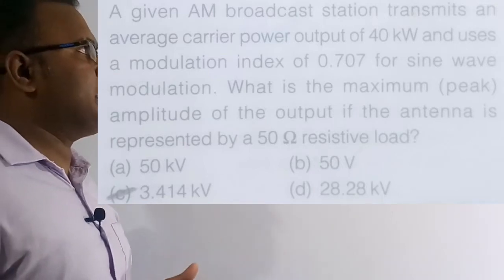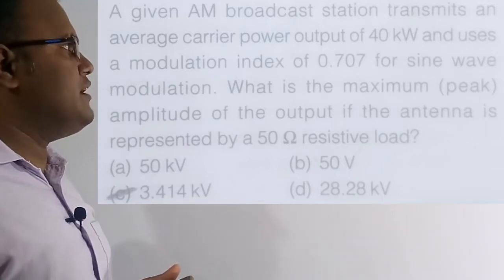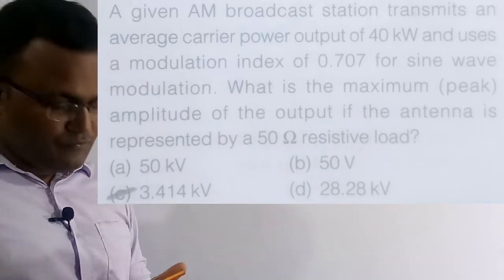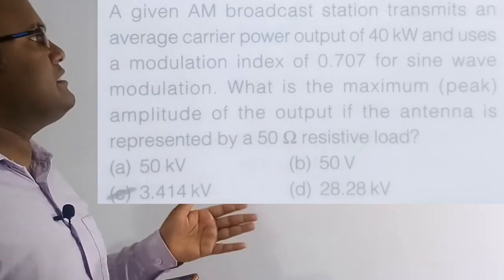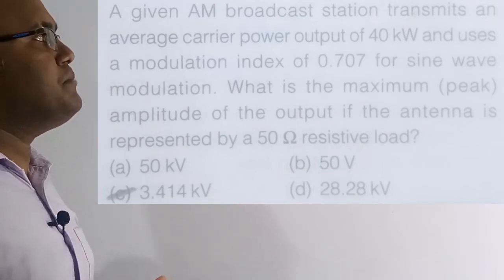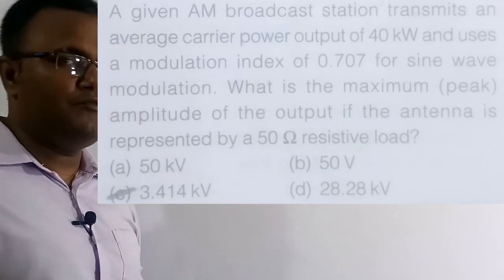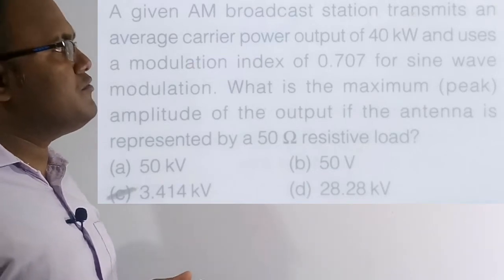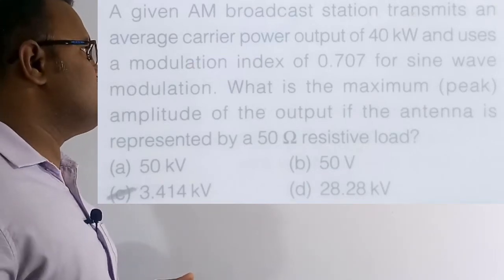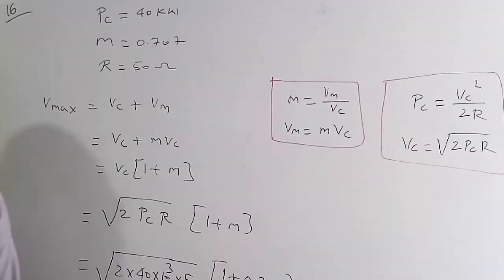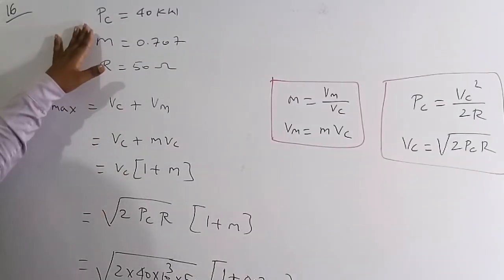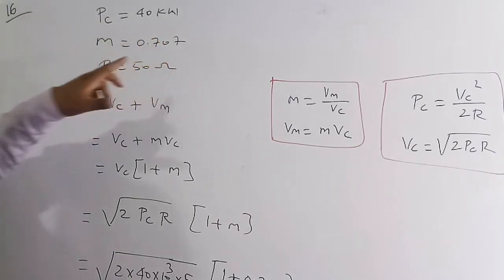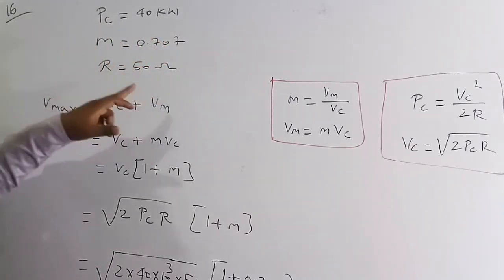They have given the carrier power, which is 40 kilowatt, the modulation index of 0.707, and the antenna resistance of 50 ohm. Now we need to figure out the maximum peak value of the output voltage. What are the four options? Option C, 3.414 kilovolt, is the correct solution of this question. So let's solve this numerical. In the question they have given the carrier power of 40 kilowatt, the modulation index of 0.707, and the antenna resistance of 50 ohm.